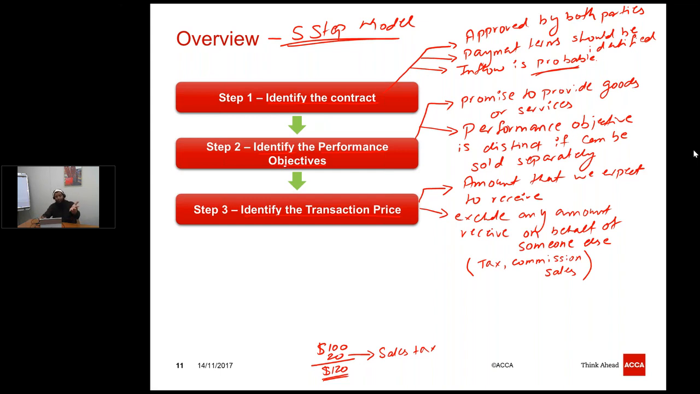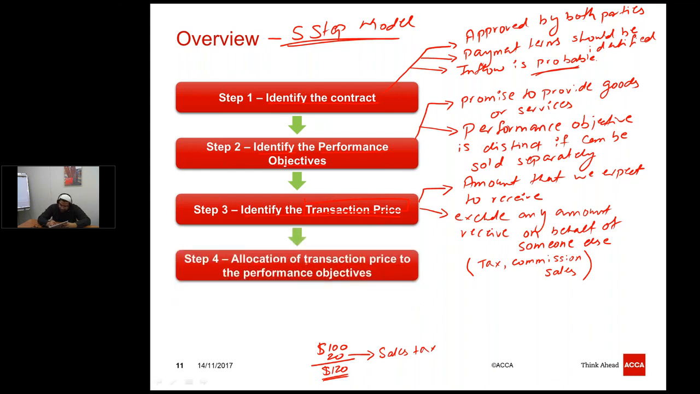That is your revenue. So whenever we are receiving an amount on behalf of any third party, we are not going to record it as a revenue. We are only going to record the revenue of our own amount, the amount that we are receiving on our own. So transaction price means the price that we actually expect to receive in our pockets, not any amount which is payable to anyone else.